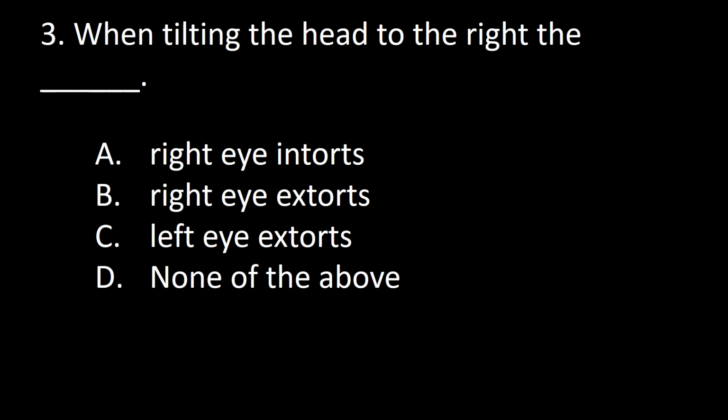Then the right eye will extort by the action of the inferior oblique and inferior rectus, and the left eye will intort by the contraction of the superior rectus and superior oblique. And therefore, the altered position will quickly be corrected. So the answer to this question is B.